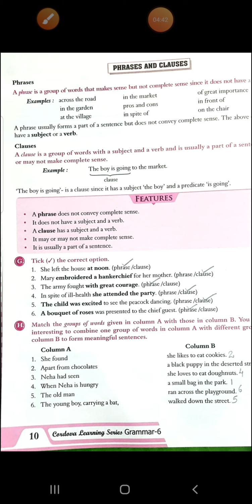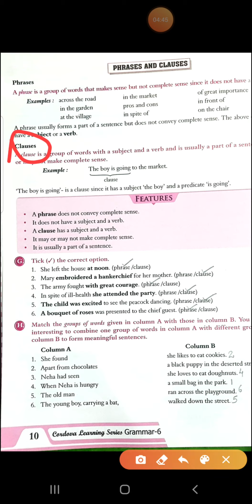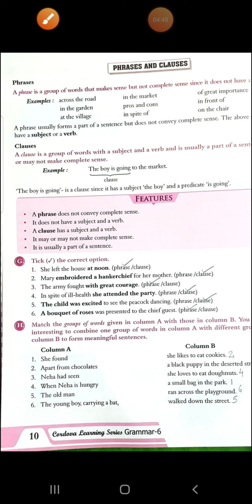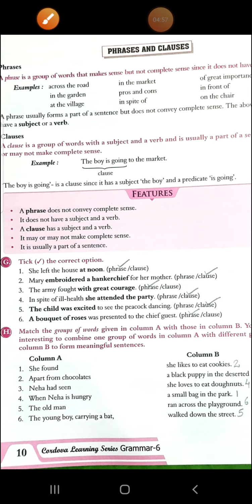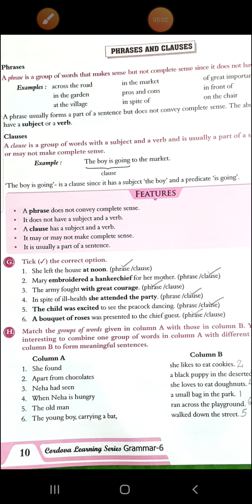Now our next topic here is clauses. Now what is a clause? A clause is a group of words with a subject and a verb, and is usually a part of a sentence. It may or may not make complete sense. So here what we are saying, like phrases, it is also a group of words and it has a subject and a verb. That is the difference between phrase and clause. A phrase doesn't have a verb and subject, but clauses have a subject and a verb.